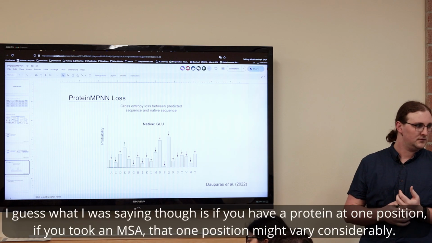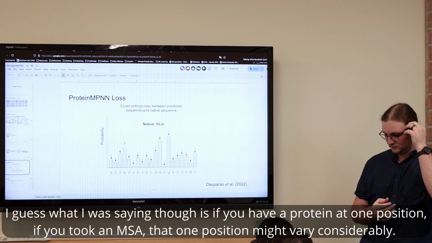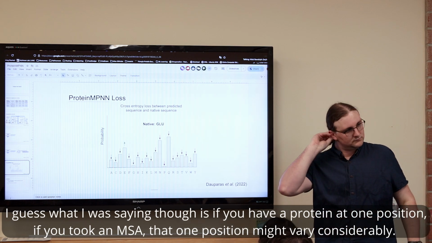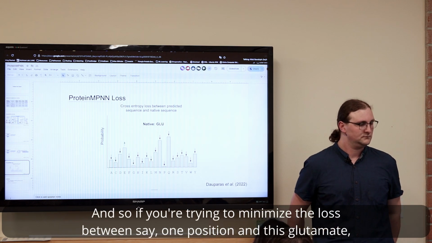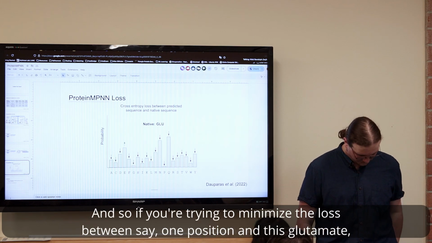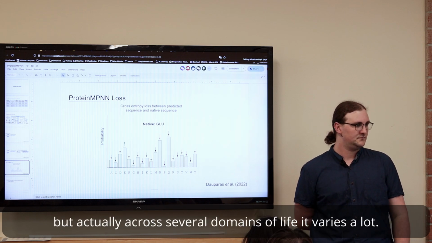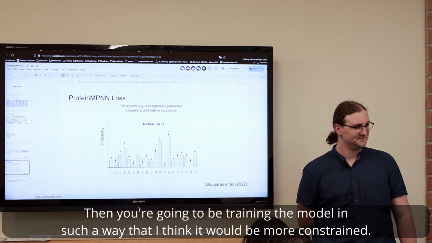In training, you're making sure that the residue that you predict is like the one in the sequence. Yes. I guess what I was saying though is if you have a protein, at one position, if you took an MSA, that one position might vary considerably. And so if you're trying to minimize the loss between, say, one position and this glutamate, but actually across several domains of life it varies a lot, then you're going to be training the model in such a way that I think it would be more constrained, I think.